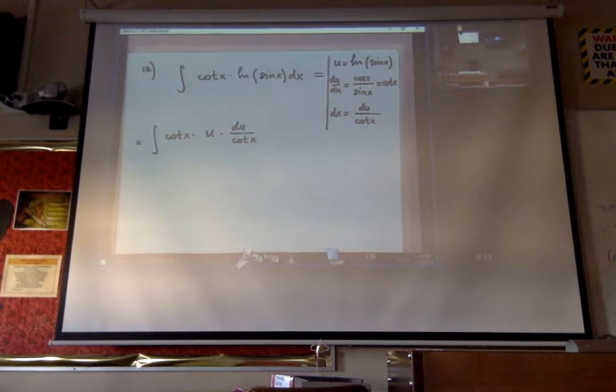If you would choose, for example, the previous one, like u equals sine of x, you would have a dead end. You would not be able to do anything with this. So these will be canceled. So now we have a very simple integral.